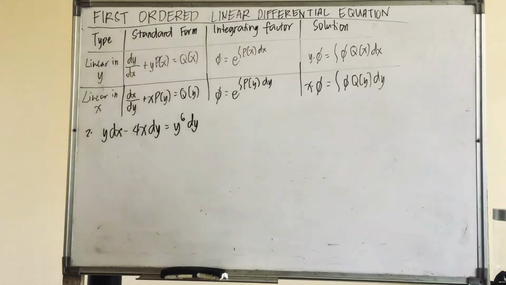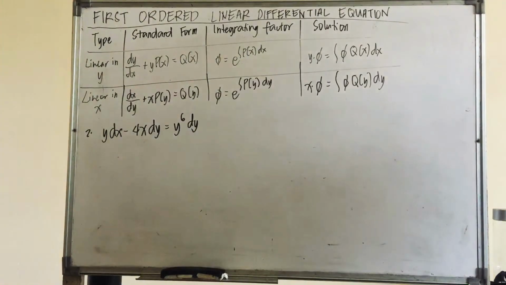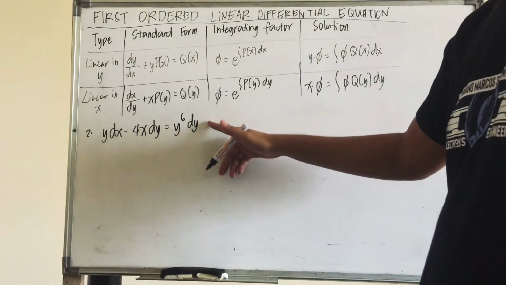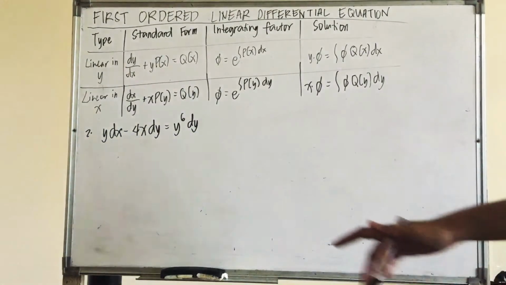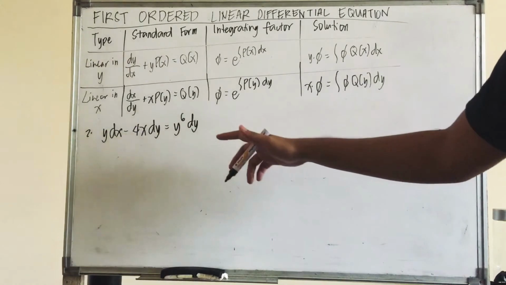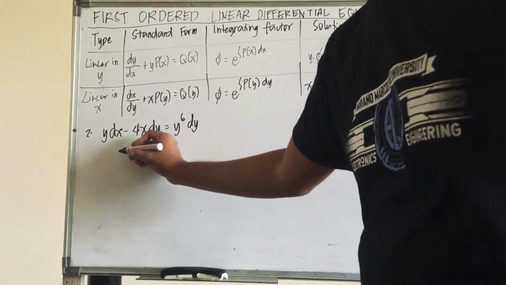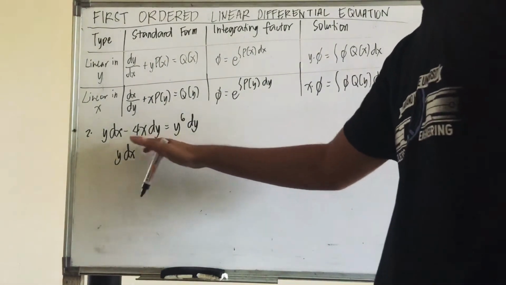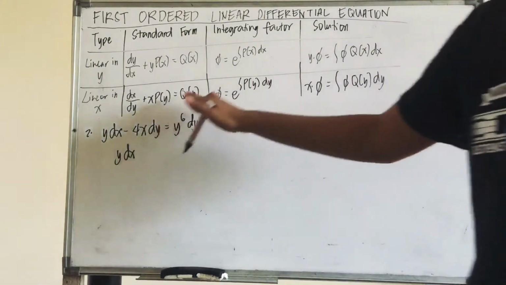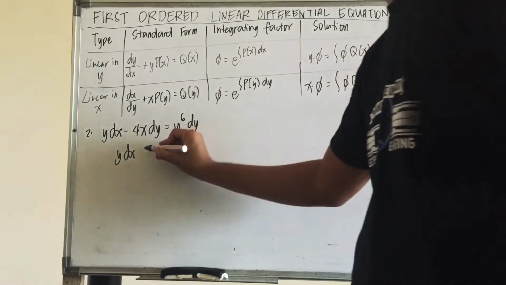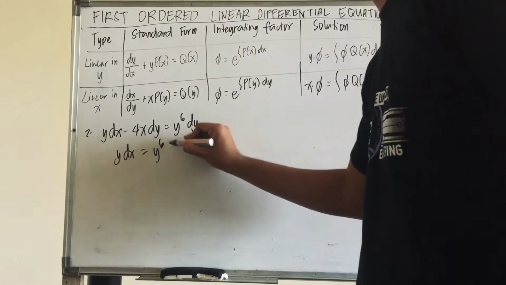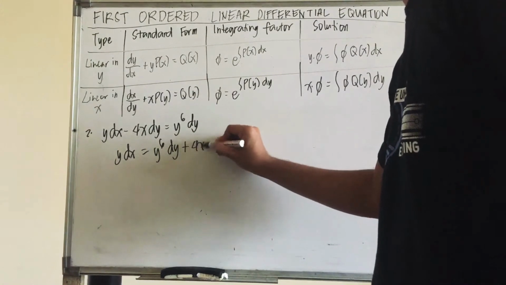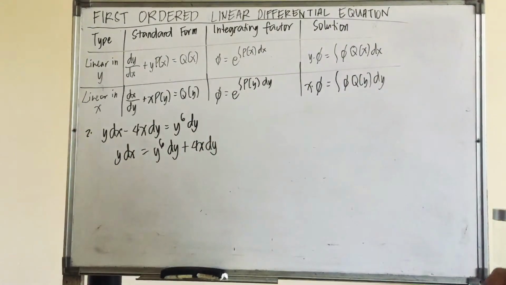Example number 2. Solve y dx minus 4x dy equals y raised to 6 dy. So again, step by step, make this a standard form. Manipulating this equation, we have y dx. Let's just transpose the minus 4x dy to the other side of the equation. So we have equals y raised to 6 dy plus 4x dy. Then factor out dy.